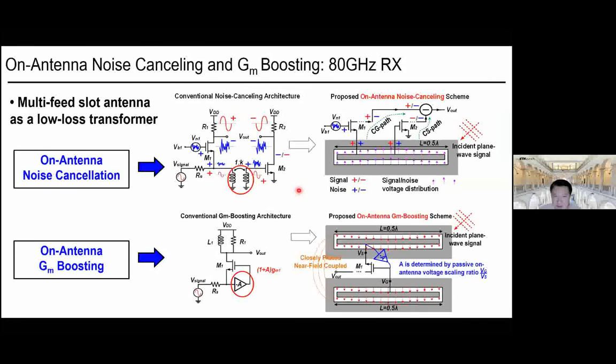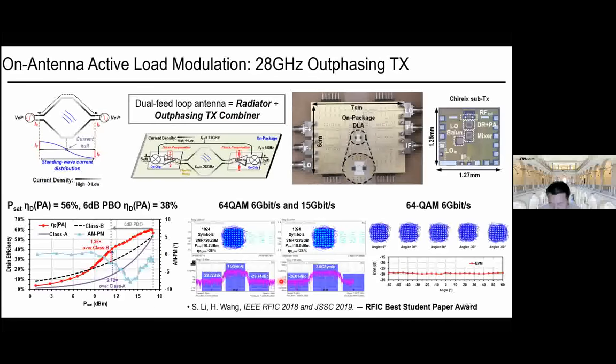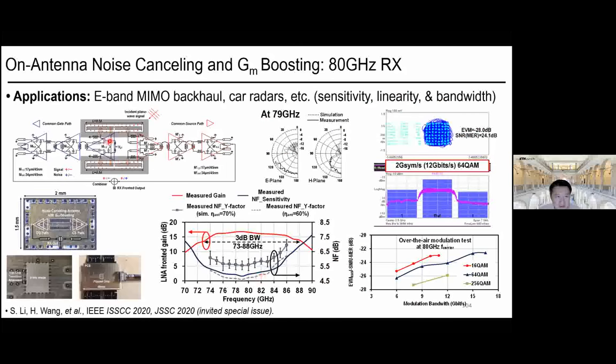We actually use them and combine them together with millimeter wave LNAs, and together achieve on-antenna noise cancellation and also on-antenna gain boosting for the low noise amplifiers as a receiver by using two very closely coupled on-chip antennas, right? This is operating at 80 gigahertz. I will not cover the details here, but the work was published at ISSCC in 2020 and also GSSC 2020.